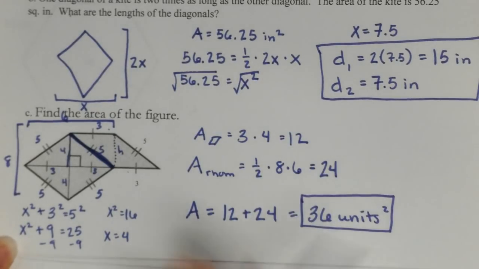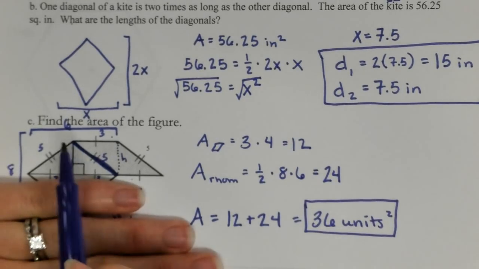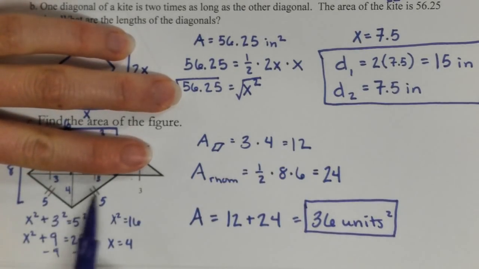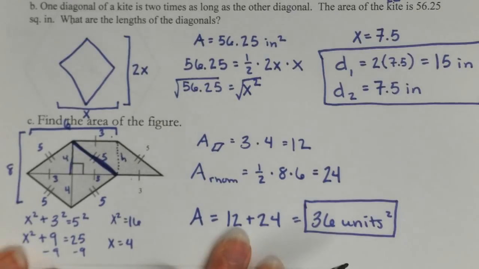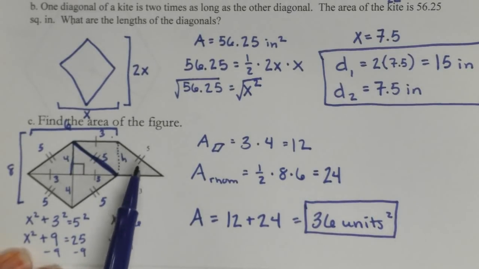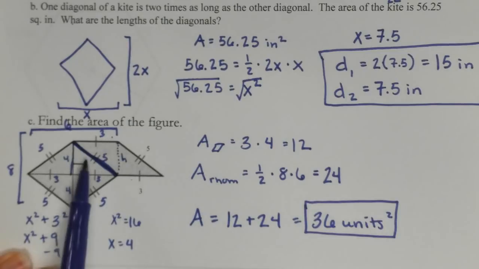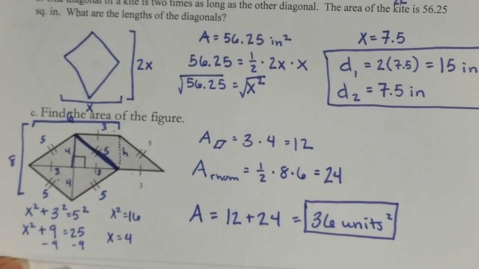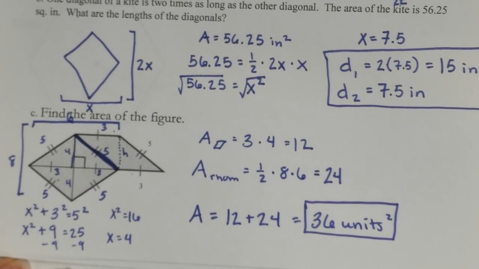Another way to do this problem is if you look at this top here, it's a trapezoid and then a triangle. So you could have done it that way as well, or you could have found the parallelogram in 4 triangles. There's a lot of different ways to find this area. Alright, that was 5B.